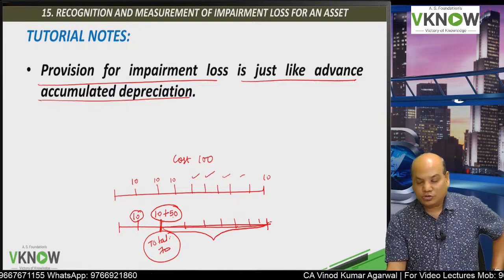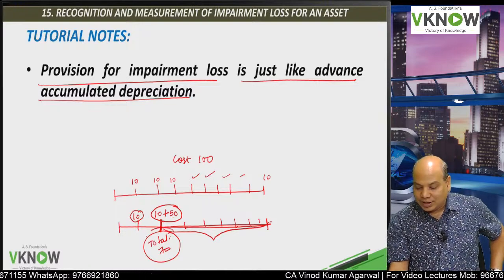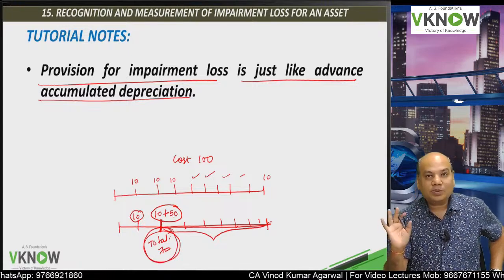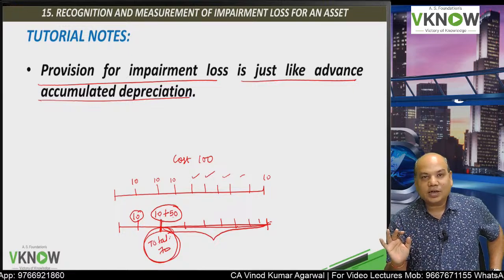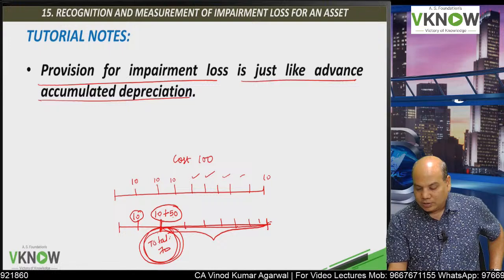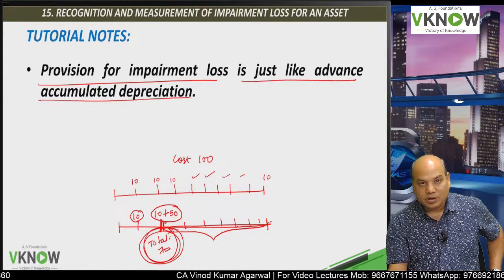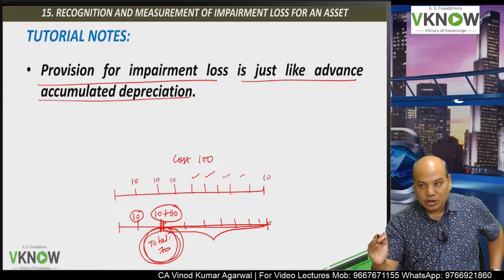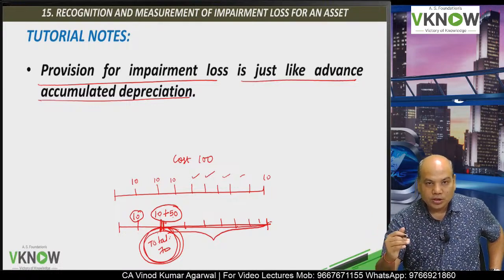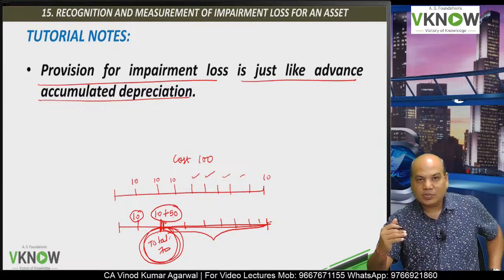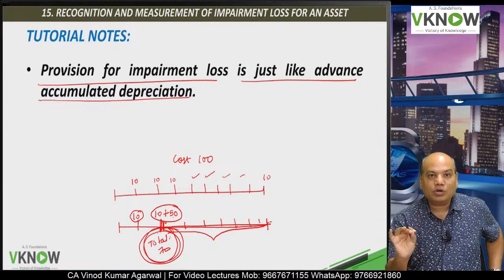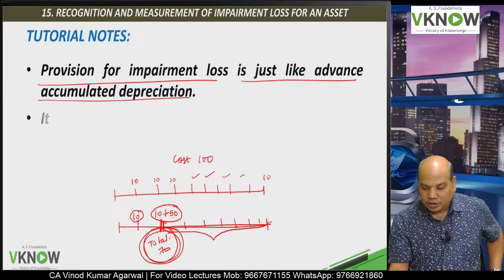So what you are doing actually, you are only accelerating the depreciation. Because of the provision of impairment, what should have been written off in future periods, you are writing it off now, so that the carrying amount becomes closer to recoverable amount, and carrying amount is not higher than recoverable amount.